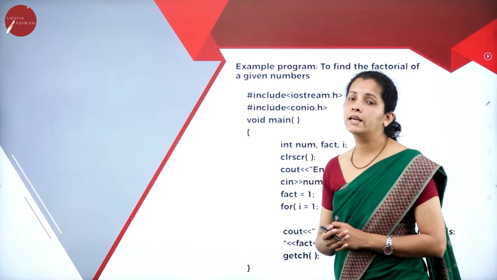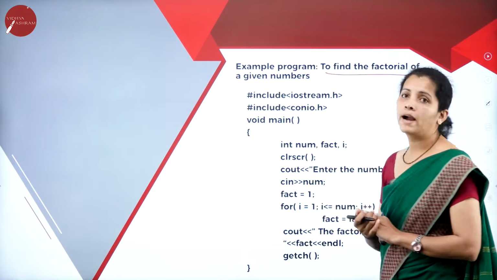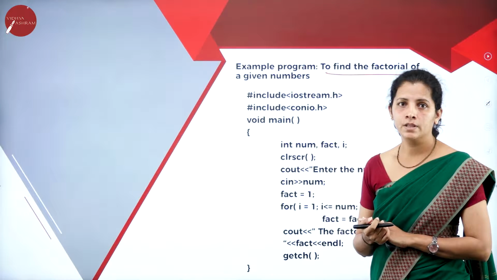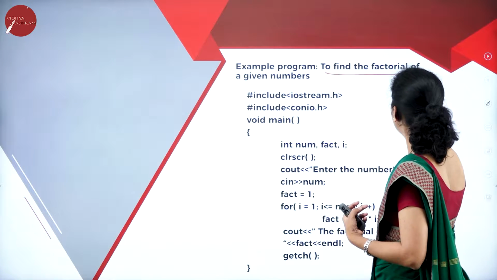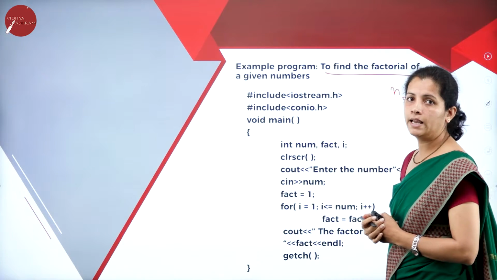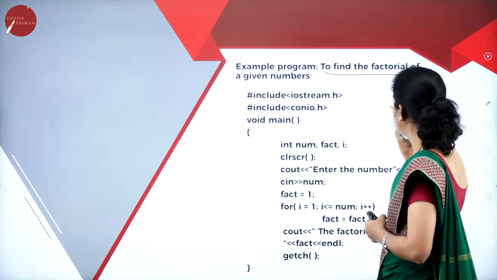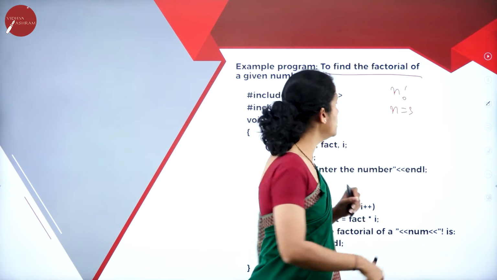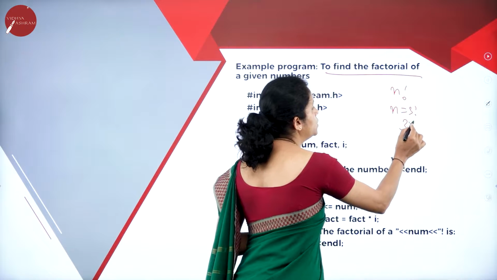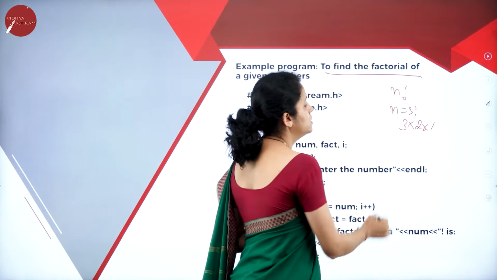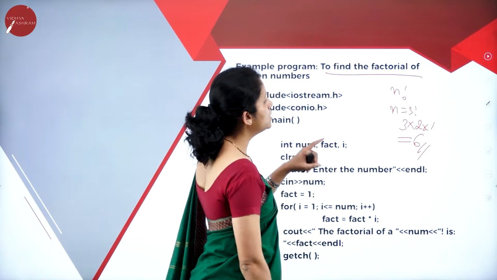Now let me take a simple program here. I want to find the factorial of a given number. So what is factorial here? For example, if I write n factorial, how to find the n factorial? For example, n is 3. Now I need to find 3 factorial. That is nothing but 3 into 2 into 1. So what is the answer I need to get? It is 6.